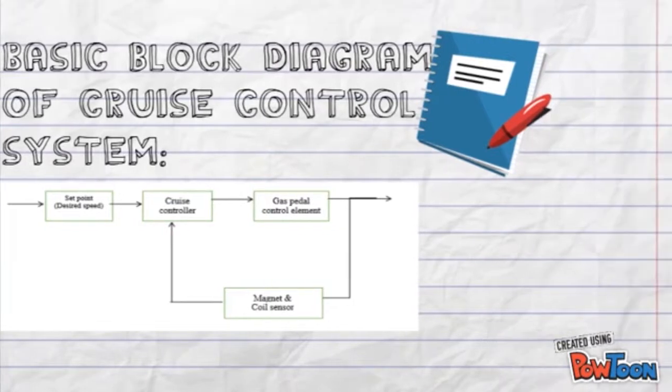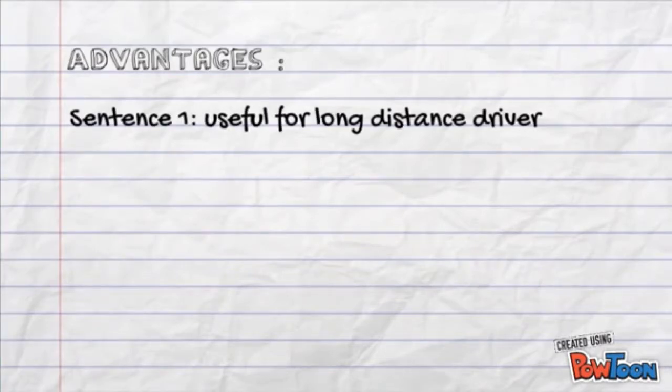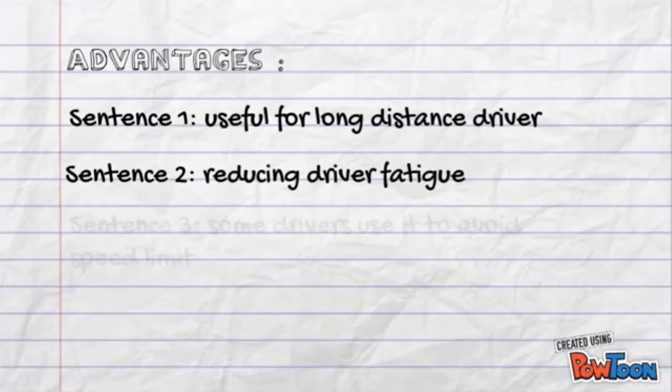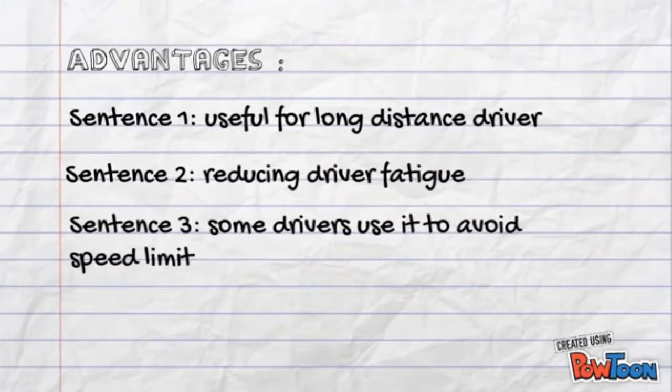Now, I will talk about the advantages and disadvantages of the cruise controller system. An advantage of the cruise controller system is that it is useful for long driving. It reduces driver fatigue, improving comfort by allowing position changes. It is also used by some drivers to avoid subconsciously violating the speed limit.